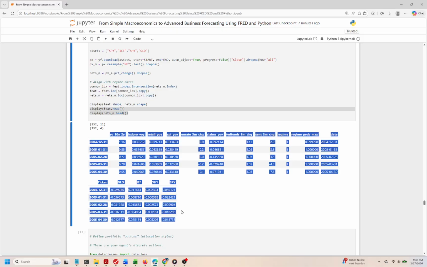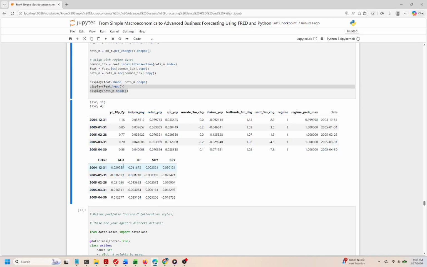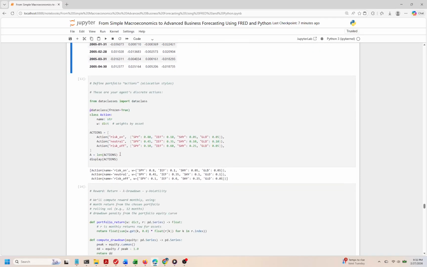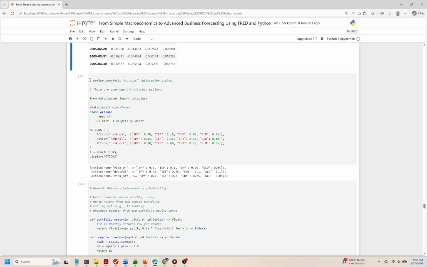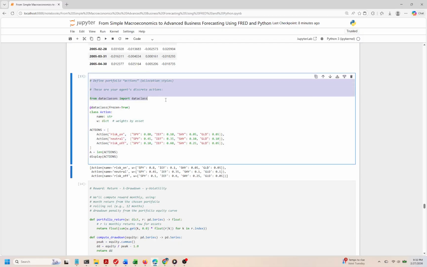Cell 25. In this cell, we are defining a set of portfolio allocation strategies, referred to as actions, which are essential for guiding our investment decisions. Each action represents a distinct allocation style that an agent can adopt based on varying market conditions, reflecting different levels of risk exposure. To break this down, we begin by using a Python feature called a data class to create a blueprint for these actions.